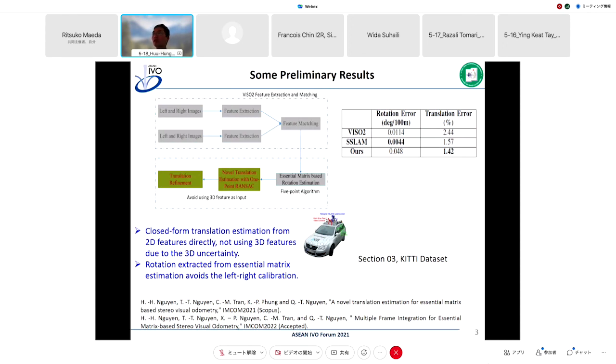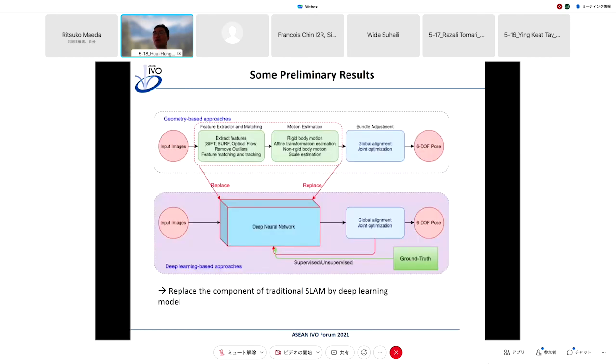Now we are studying how to replace components of traditional SLAM with deep learning models. That means, as you see, we try to replace some parts of the geometric pipeline with the deep learning part at the bottom like this.